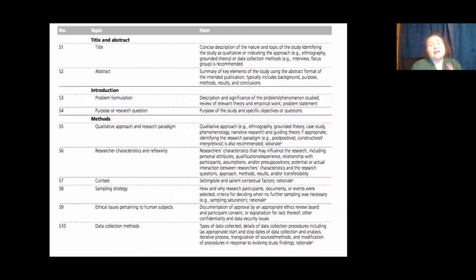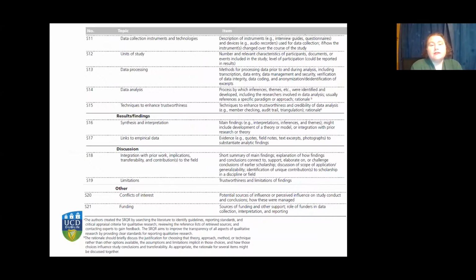And as I said, my main take-home message is going to be using these standards to design your research. But you may not have known about them, you may not have come across them, but they can still be used as a really helpful tool to benchmark your paper to make sure that where you can address these criteria that you have. This is just the second half of the SRQR system, as you can see, getting into data analysis.